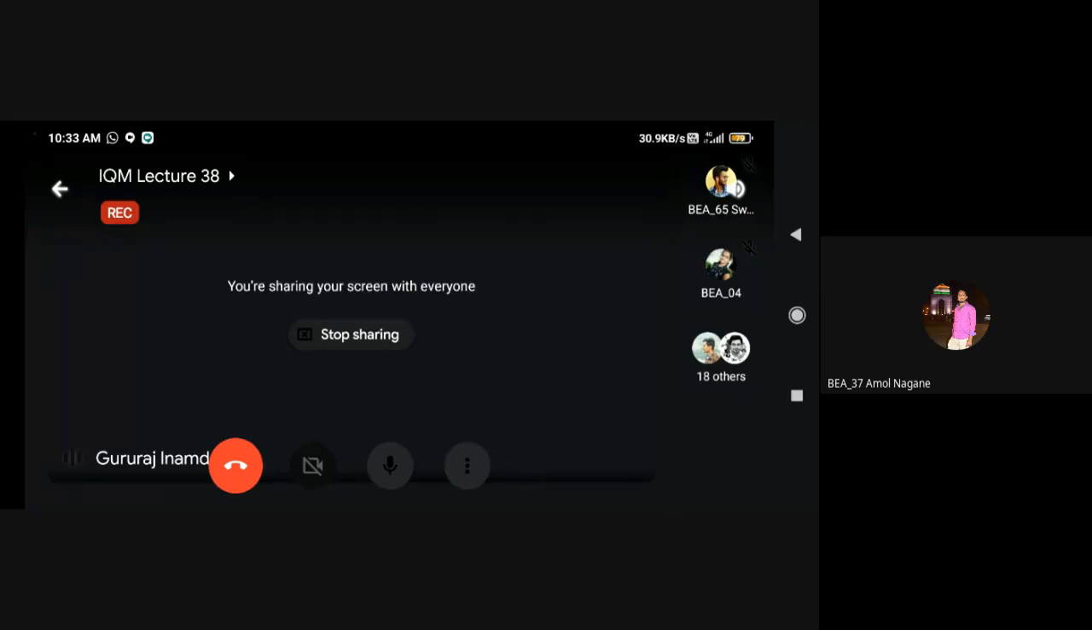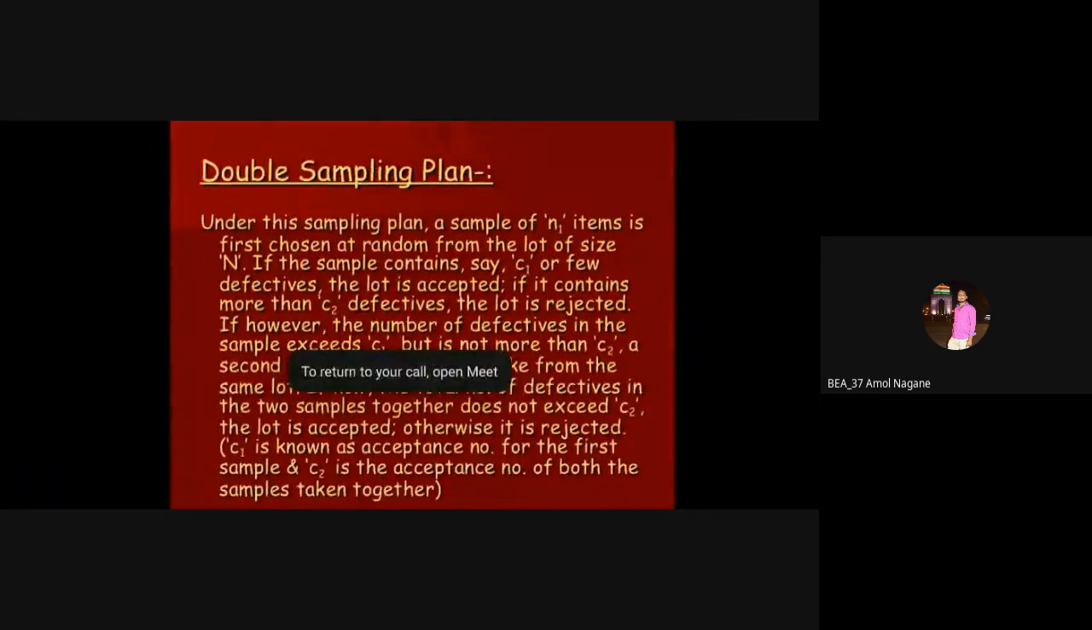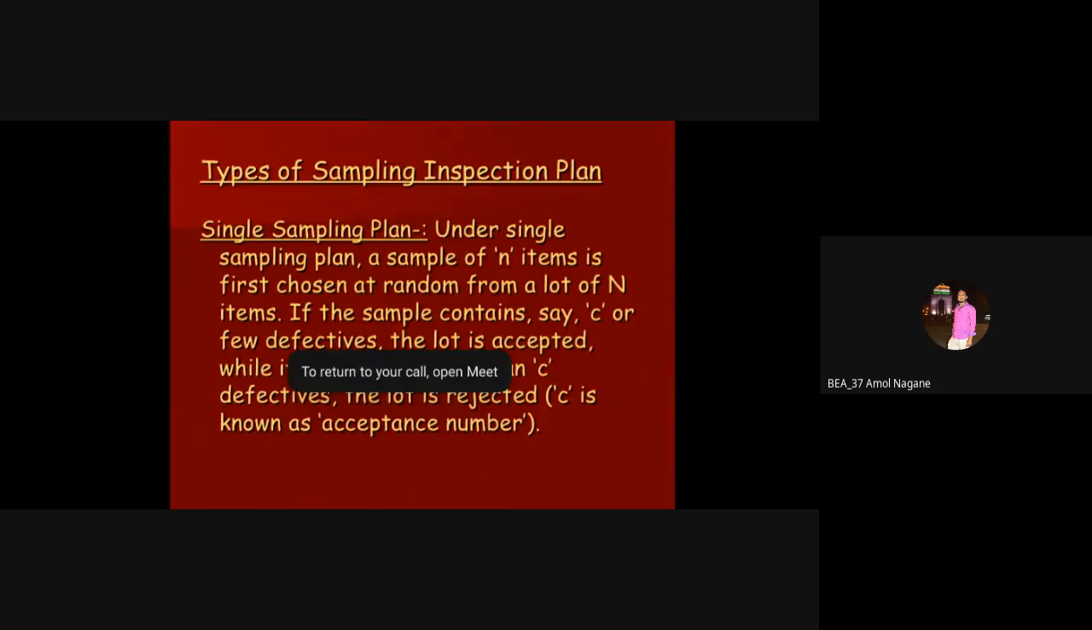But sampling is nothing but for analysis purposes. We already discussed this in the morning, at the start of this lecture. So we will directly start with the sampling types. Under a single sampling plan, a sample of n items is first chosen at random from a lot of N items. Okay, small n.